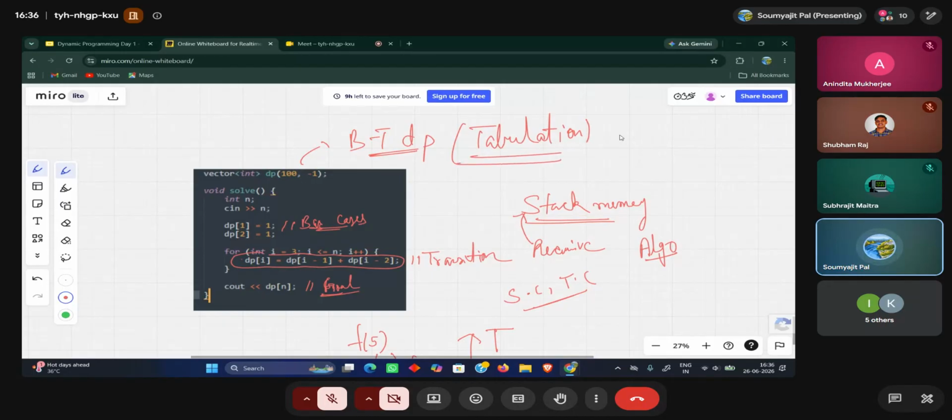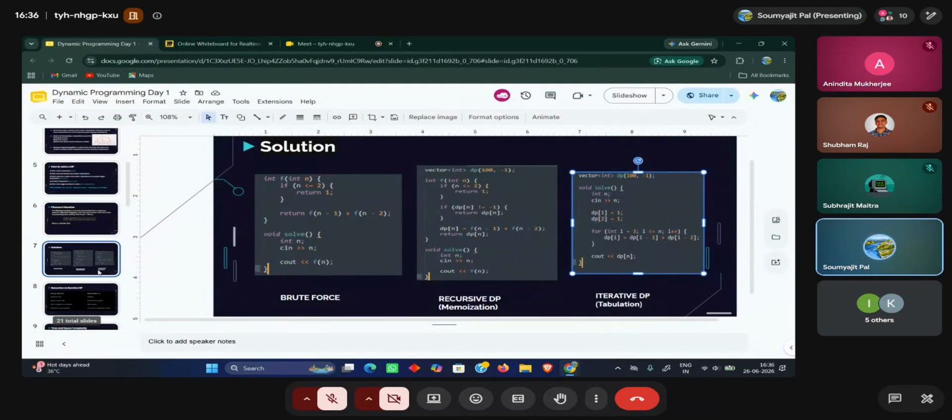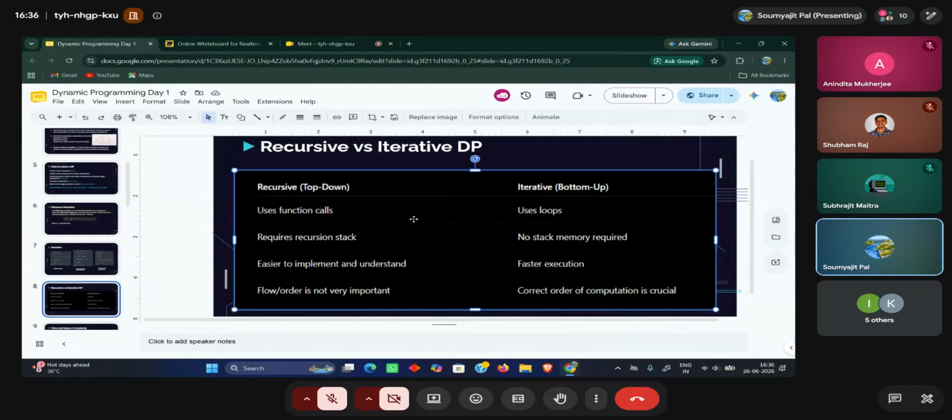Since the name suggests we are storing the results in a sub table, we are storing it here, here, here. Smaller sub problems, and then from these computed sub problems we are finding these answers. Now let us discuss what are the differences of iterative and recursive DP.